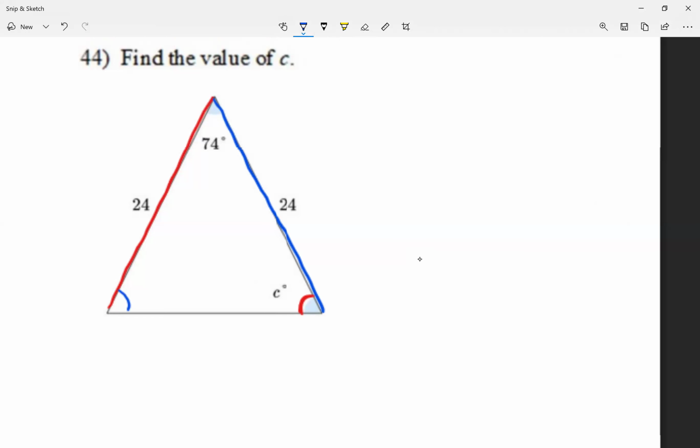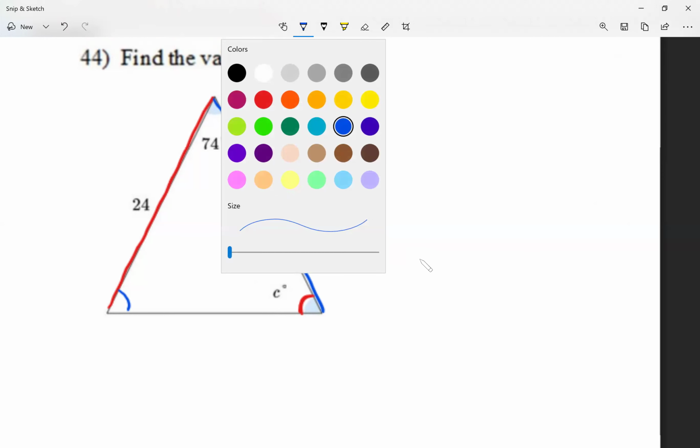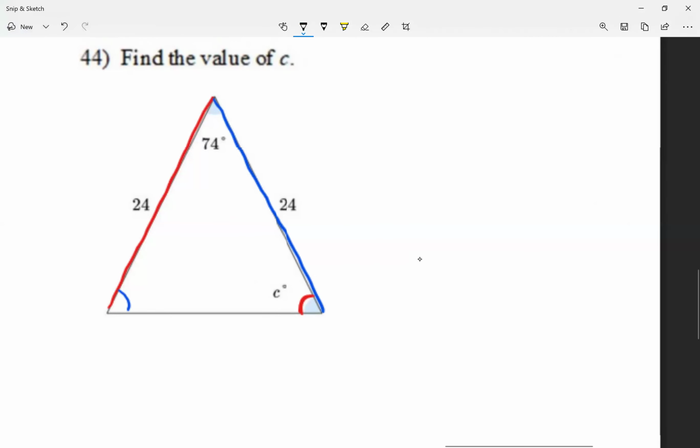Now, I see that I don't have two angles of a triangle, right? In order for me to solve the third angle, I need to know at least two. However, I know that because this red angle is C, I'm going to call this blue angle C as well, right? I'm going to use the same letter because I know they are equal.